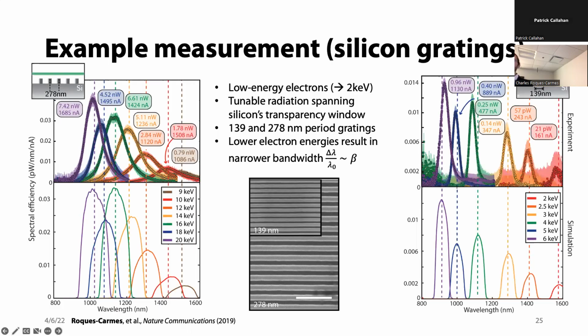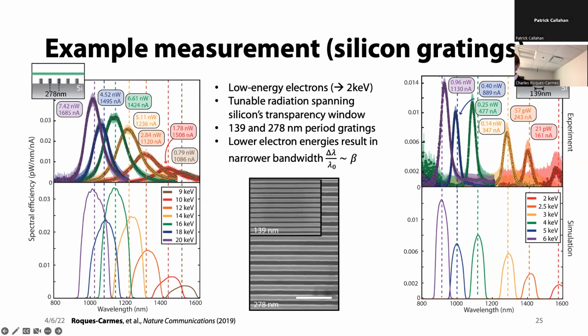If we push this to even smaller electron energy, down to a few kilo electron volts, then we get similar results with shorter pitch gratings. And you see that the signal bandwidth can also be narrowed. And this is because the bandwidth typically scales with the velocity for a given wavelength.